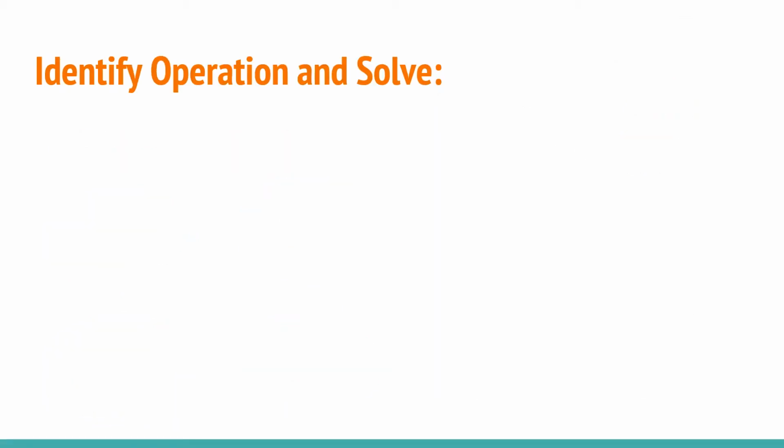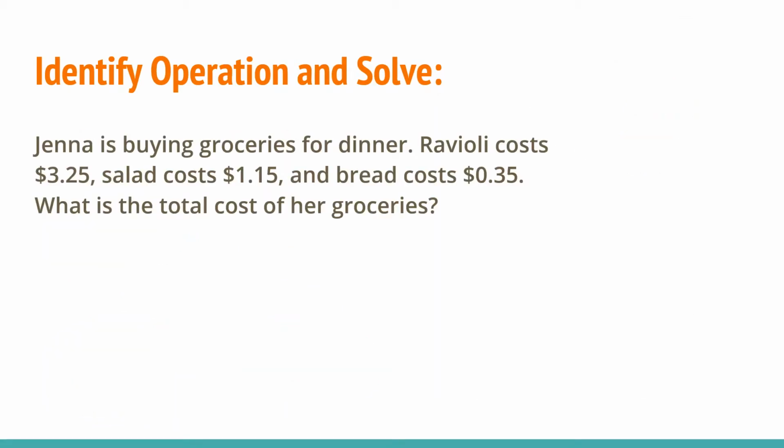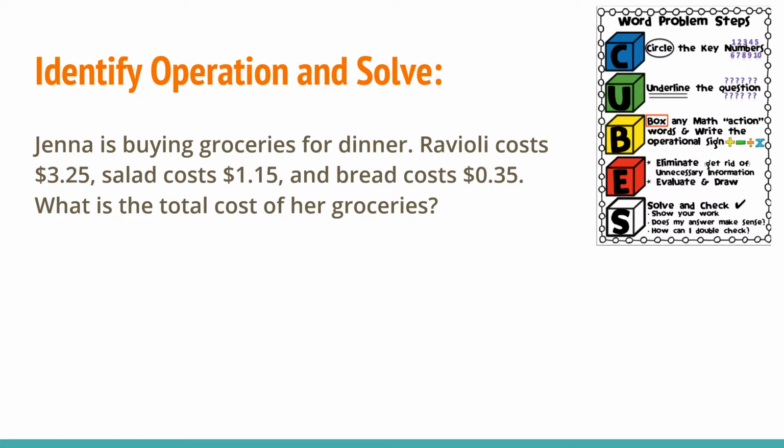So let's identify the operation and then solve. Here's our word problem. Jenna is buying groceries for dinner. Ravioli costs $3.25. Salad costs $1.15, and bread costs 35 cents. Now, the question says, what is the total cost of her groceries? So we're going to use CUBES to annotate this problem and figure out what operation we're going to do.